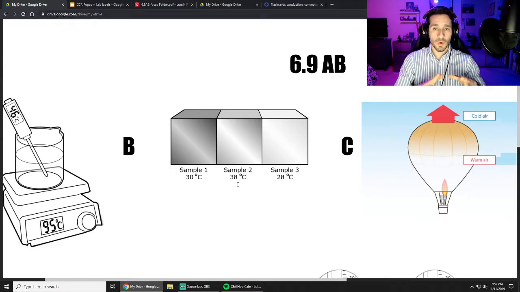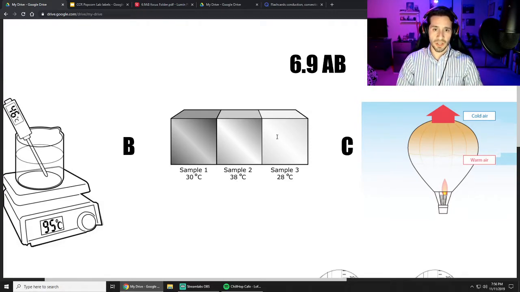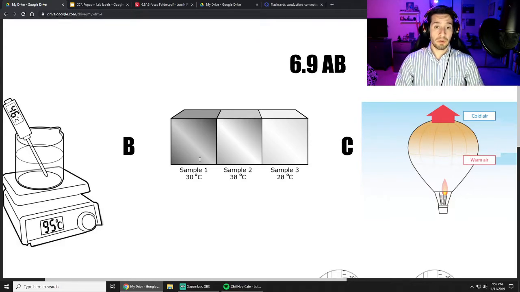So how is it going to be transferred? By conduction. They're close to each other, they're touching each other, and sample 2 will be transferring that thermal energy until they balance out. Once they do have the same temperature, the transfer stops completely and the whole system is balanced. That's pretty much all there is to it when we're talking about conduction.